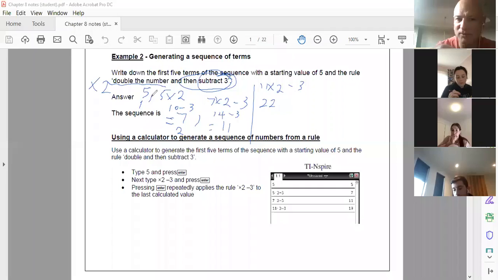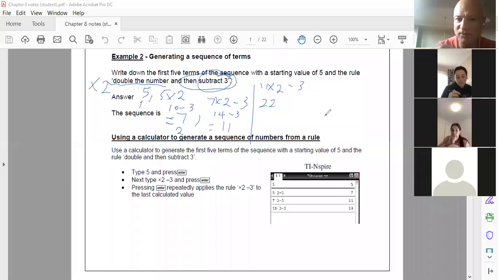To quickly do them, that's 1, 2, 3, 4. I need to do one more, so I'll do the other one. 19 times 2, take away 3. Well, 19 times 2, 38. Take away 3, 35. So the ones in red are my numbers.